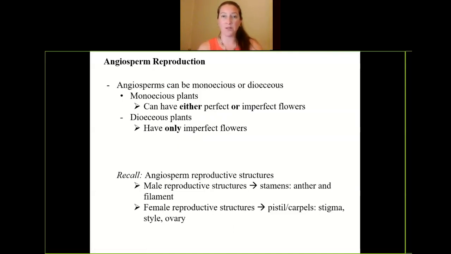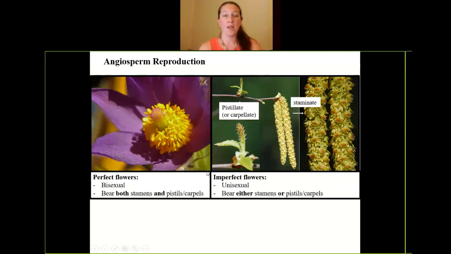And just a recall, since you just learned these terms today, of the male reproductive structures and the female reproductive structures. Okay. Here on the right is an example of a perfect flower, right? It has both stamens and pistils, or carpels. And then on the right is an example of your imperfect flowers. Here, I'll just draw them quickly. Here is your female flower that has its pistils or carpels. And this is a flower that only has the male structures or stamens and releases pollen.